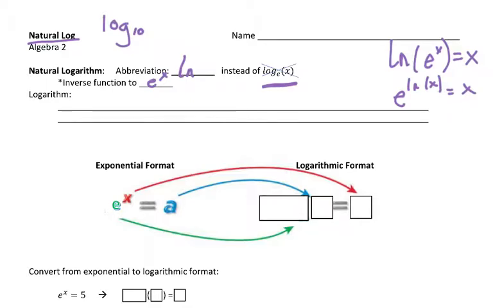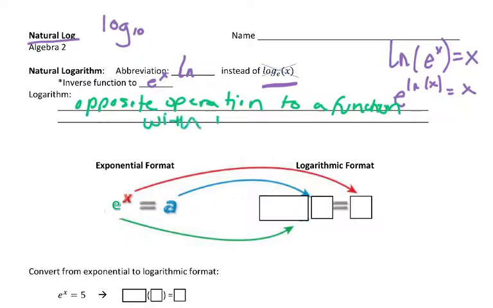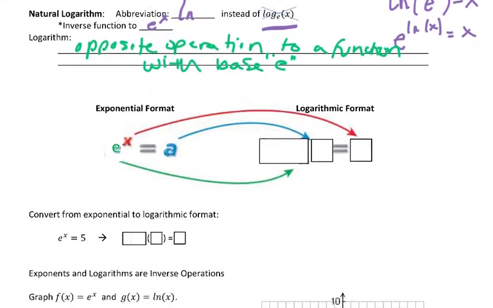So again, your logarithm in this case is your opposite operation, in this case to a function with base e. And we did talk about e in our previous lesson.